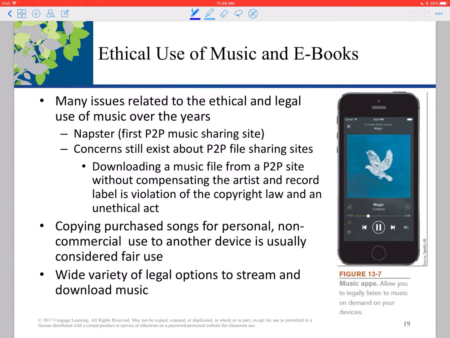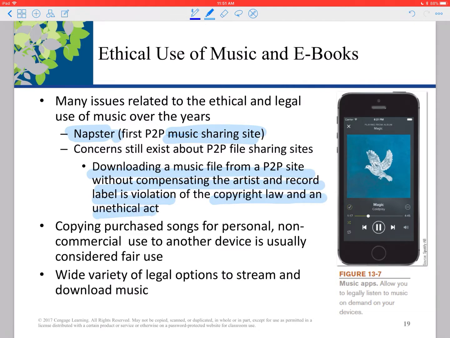The next one is the ethical use of music and ebooks. Now, let's talk about the ethical use. The ethical use would be using short clips to demonstrate a point, but not using the complete work. But I think we're most familiar with the unethical use of music in terms of music sharing. Now, everyone talks about Napster, but there are hundreds of ways to download music from peer to peer sites without compensating the artist or the record label, and that's a violation of copyright law and an unethical act.